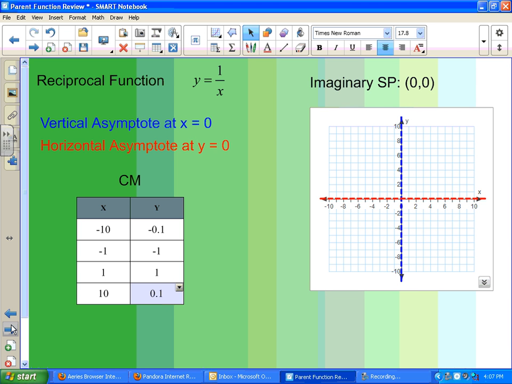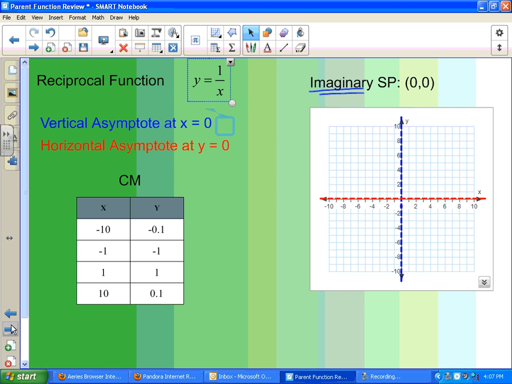So this is a reciprocal function. Notice now that instead of having a legitimate starting point, we have these things called imaginary start points. That means our graph is not going to go through 0, 0. But what we do with 0, 0 is we use it to base our movements. So our movements are coming from there.